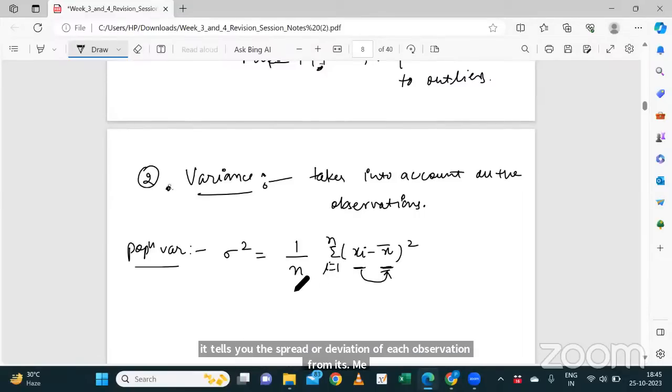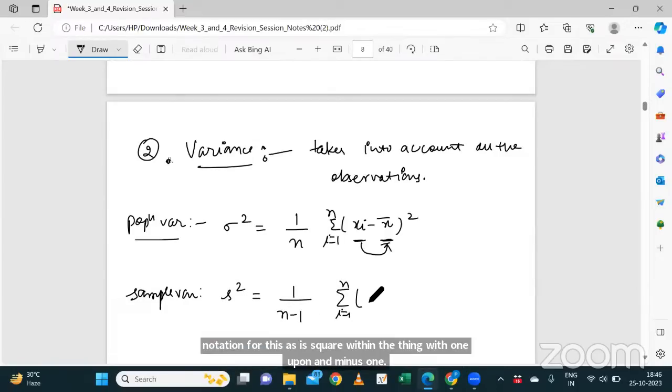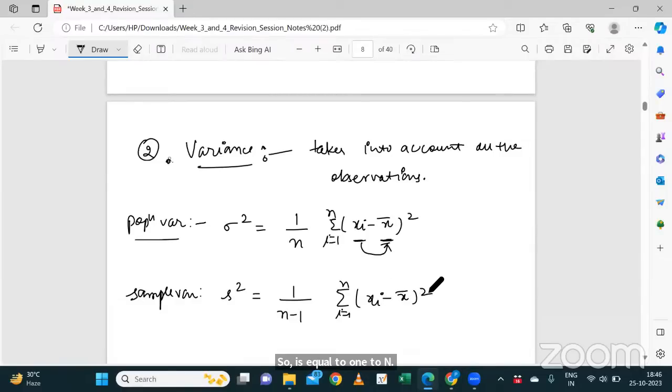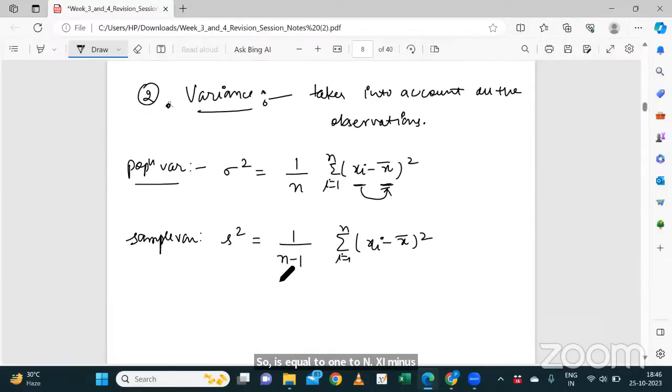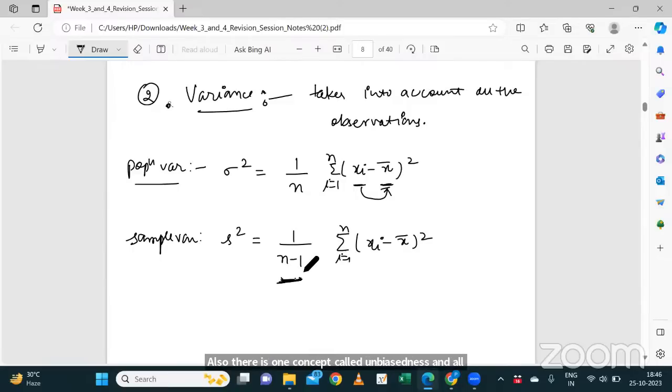So in population variance, we are considering all the observations, all the number of observations. And there is something called the sample variance. The notation for this is s square, which is nothing but 1 upon n minus 1 summation i equal to 1 to n, xi minus x bar square. So in sample variance, the only difference is this n minus 1 in the denominator. Why is that so? When you come to stats 2, you will know why we are considering n minus 1. There is one concept called unbiasedness, and we are losing 1 degree of freedom. So that's why it's n minus 1.